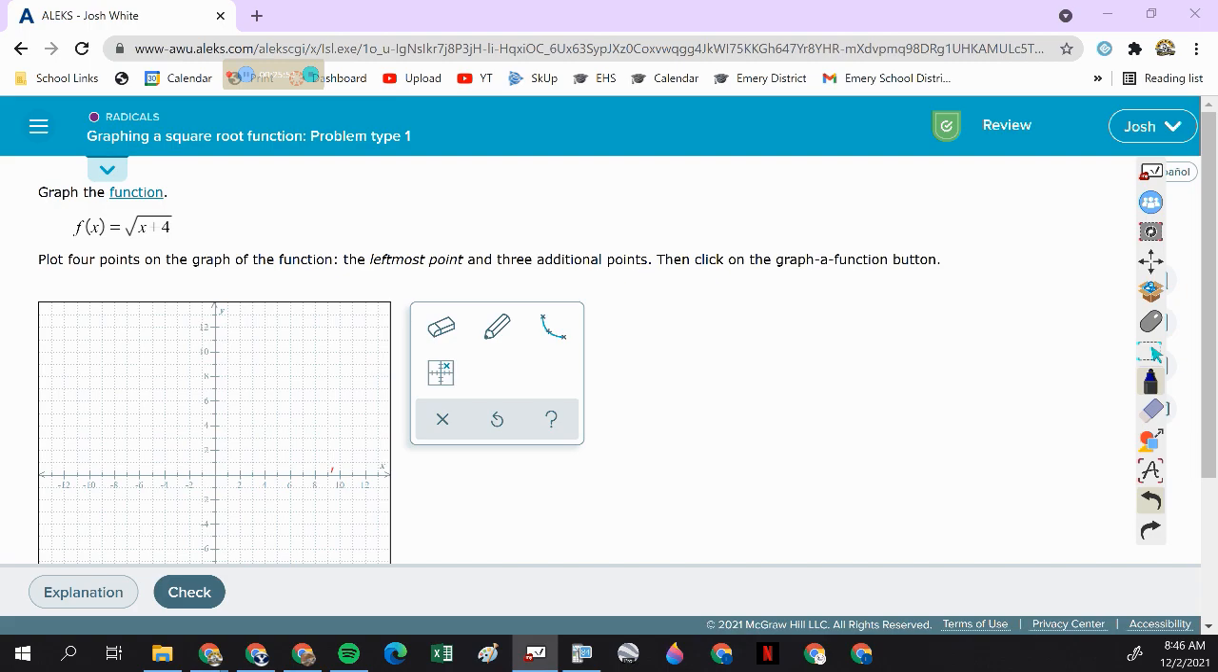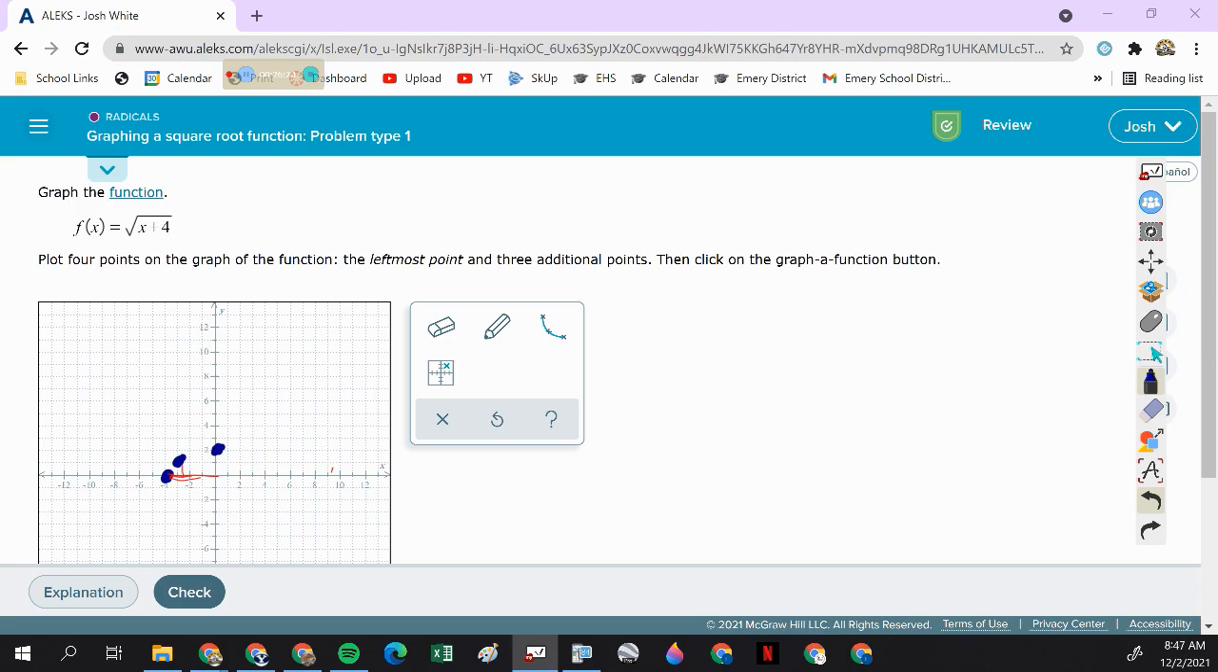So where is this graph? Starts at negative 4. Okay, we have to plot 4 points. So the first point is easy. Over 1, up 1. And then, should I go over 2? No. Should I go over 3? Now, the square root of 3 is not a nice number. But if I go over 4, that would be up 2.